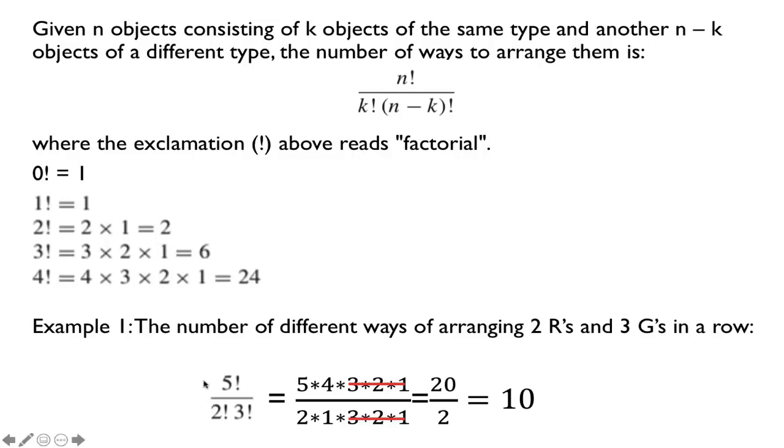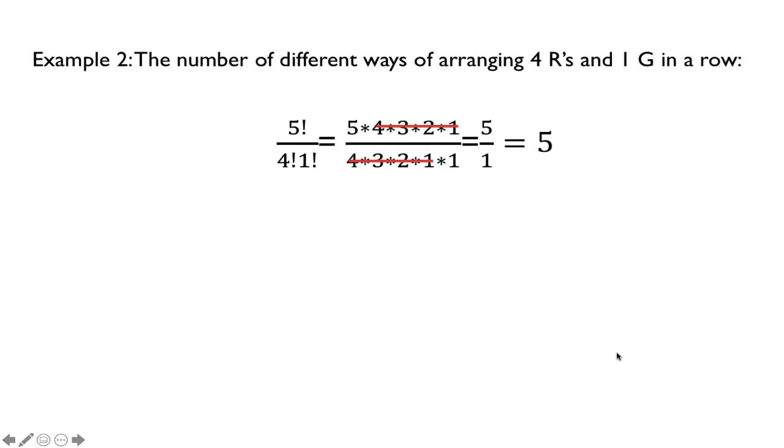So 5 factorial divided by 2 factorial times 3 factorial. You can do this simply. You can use a calculator, or if not, you can do it by hand by writing out 5 factorial and writing out 2 and 3 factorial, and then canceling a lot of them out, to get 10. So that means that we have 10 ways of arranging 2 red and 3 green.